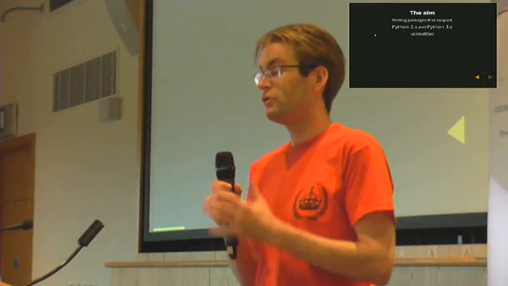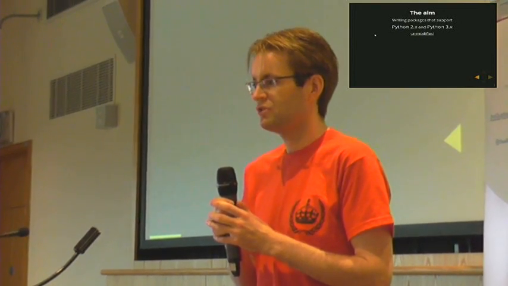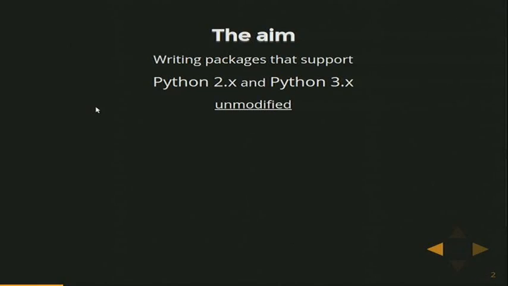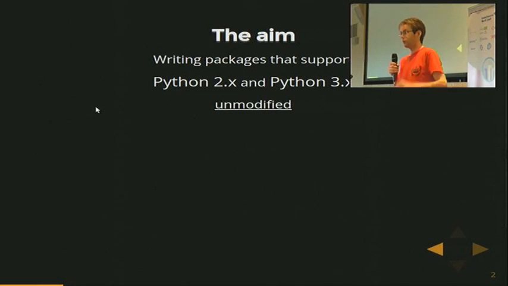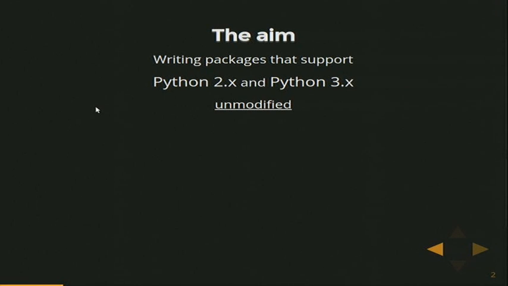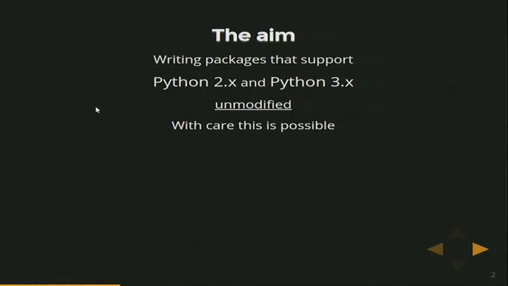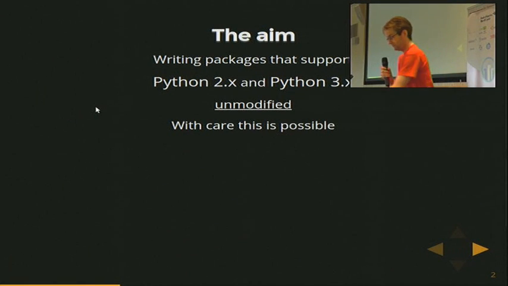Okay. So, the aim. We would like for the consumers of our libraries and packages to have a single source that works on both Python 2 and Python 3.x. We would also like our packages to be reasonably tested. Some of us like using doctest for that, or for examples. And we would like to be able to ship the same code to work unmodified in both. With care, this is possible.